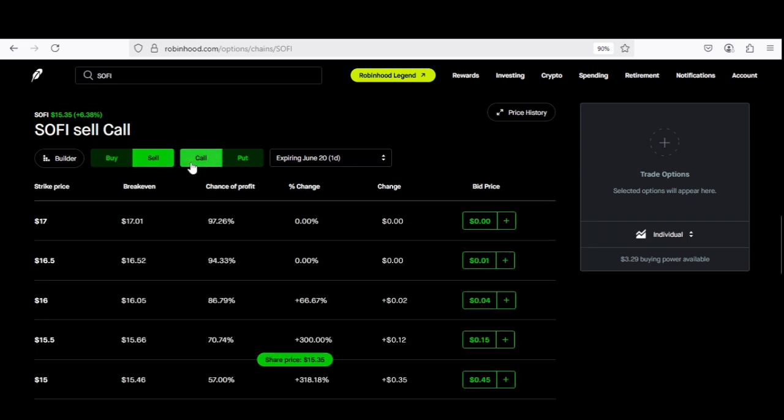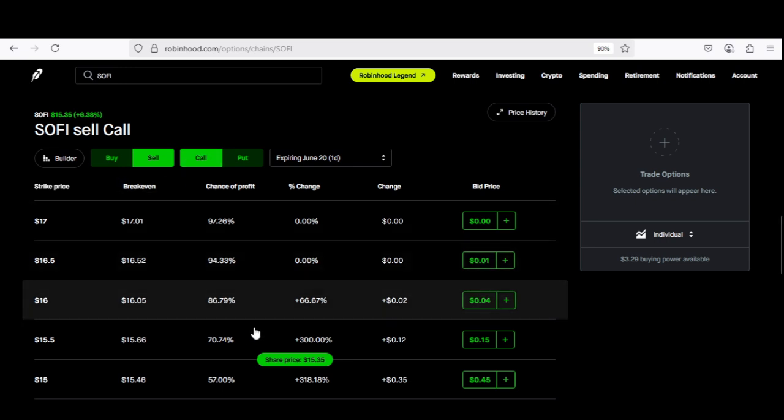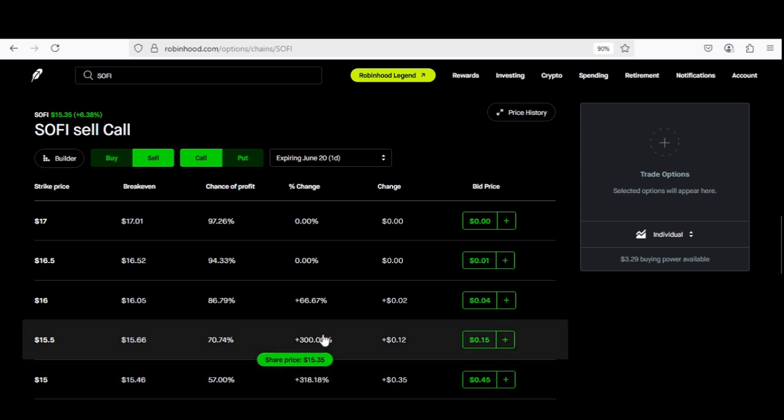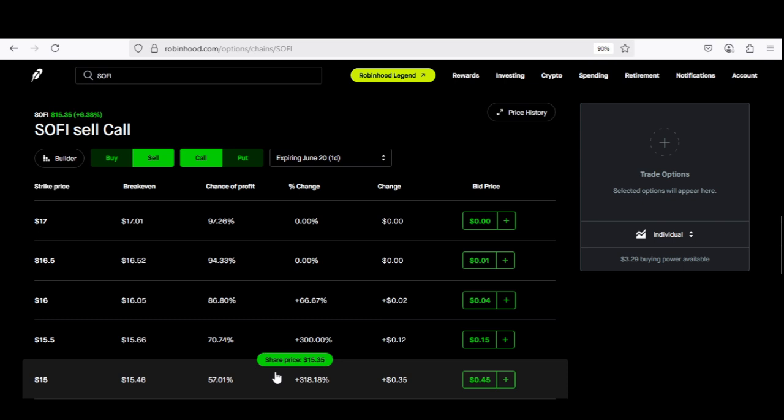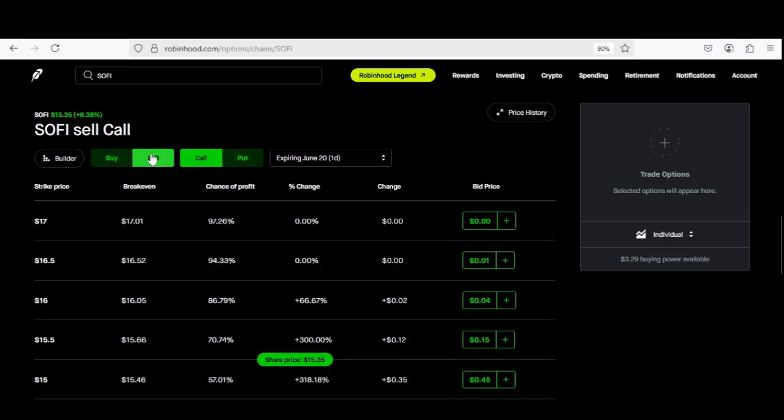Now, if you want to own stocks in your portfolio, that means you have to purchase them outright. So let's say you're going to buy 100 shares of SoFi at 15.35. That's going to cost you $1,535. But now you own 100 shares of stock in your portfolio. By owning 100 shares of stock in your portfolio, you can still go ahead and do options for income. Hence, this option strategy.